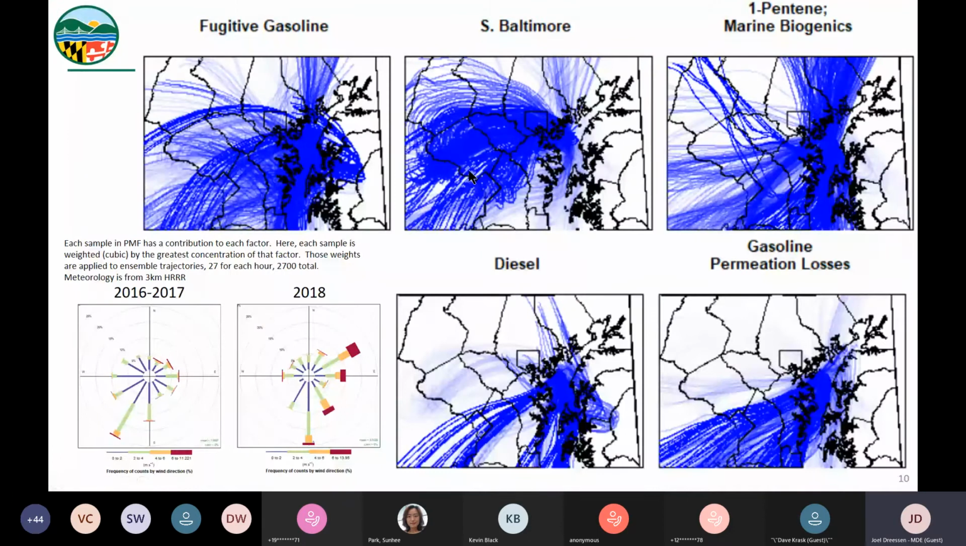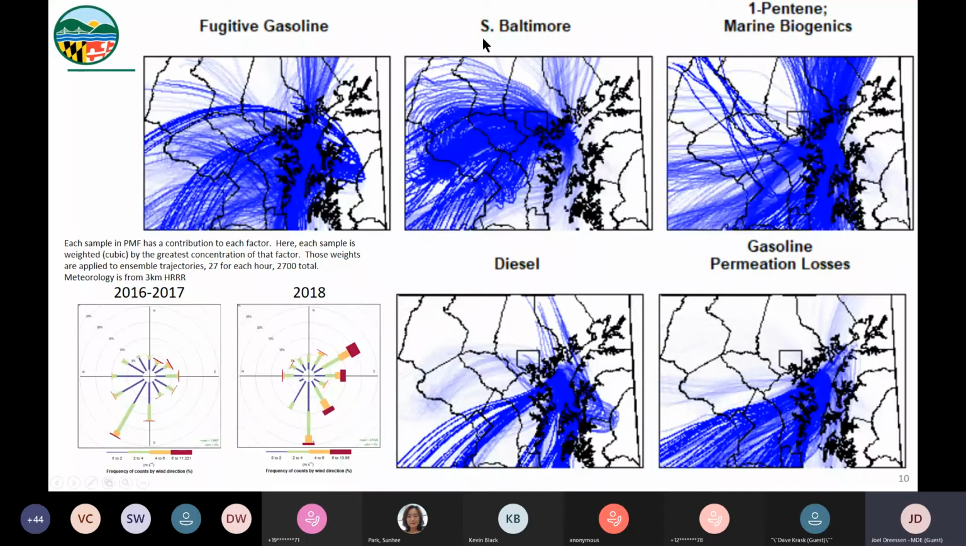But what's great about the PMF model is that it applies a concentration weight to each of the samples. And since each of these samples is associated with a date and time, you can then associate that date and time and the sample with a trajectory. So what I've done in this case is I've associated all 34 canisters with a trajectory, but weighted the trajectory by the maximum concentration contribution for each of these factors. What it essentially means is where are these sources coming from? In a nutshell, that's what that means.